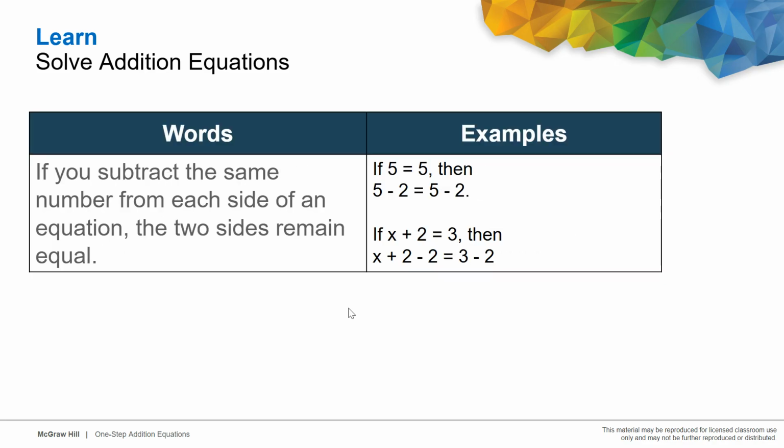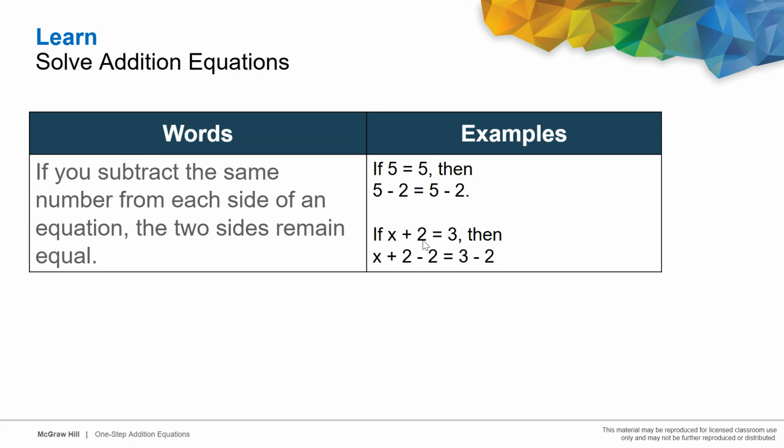So here's how it will look. If you subtract the same number from each side of an equation, the two sides remain equal. So for example, 5 equals 5. 5 minus 2 equals 5 minus 2. They're still equal, even though we're subtracting 2. But since we're subtracting from both sides, it's going to stay the same. Here's how it can look with a variable.